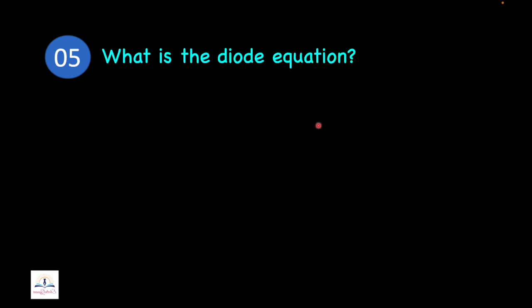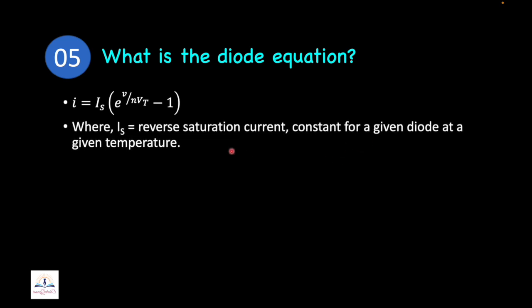What is the diode equation? So diode equation is given by this. Here this IS is reverse saturation current, also called scale current. So it is a constant for a given diode at a given temperature. This reverse saturation current directly depends on the temperature. Here in this equation, the V is the diode voltage and N is a constant. Its value ranges from 1 to 2.